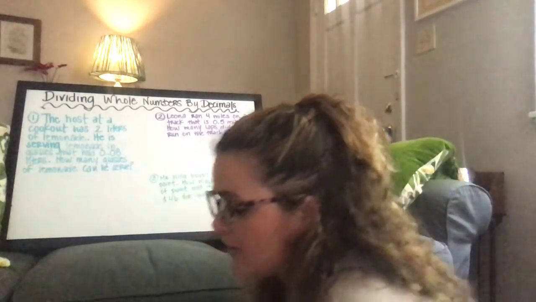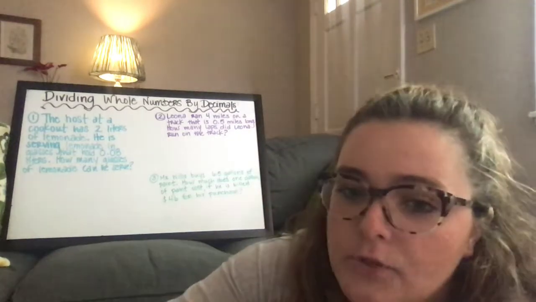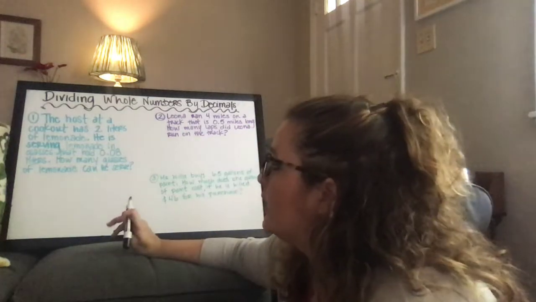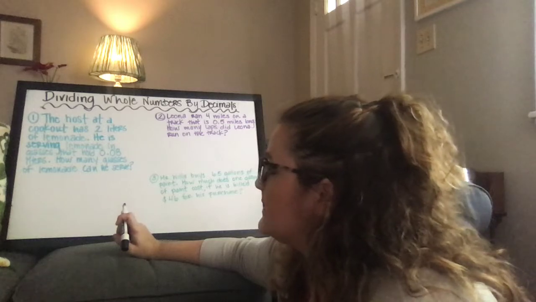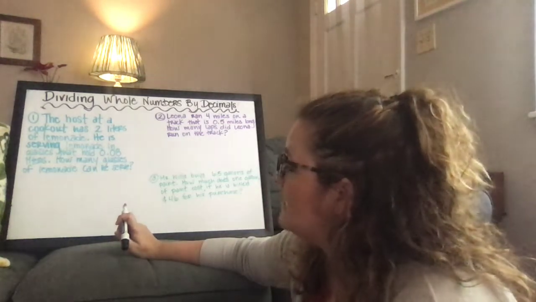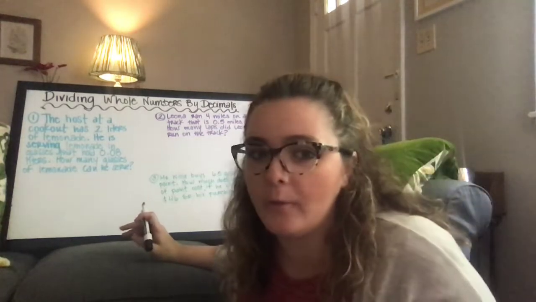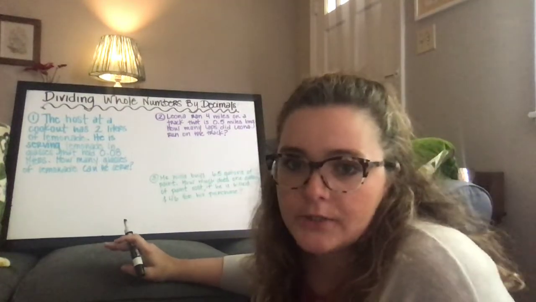That's just a little bit of fraction division review, but we're going to move on to the word problems that you saw in your slides, okay? So the host at a cookout has 2 liters of lemonade. He is serving lemonade in glasses that hold 800 liters. How many glasses of lemonade can he serve? Okay, so we need to think about what we're dividing by what and set up an equation off to the side to then figure out how we're going to solve, okay?